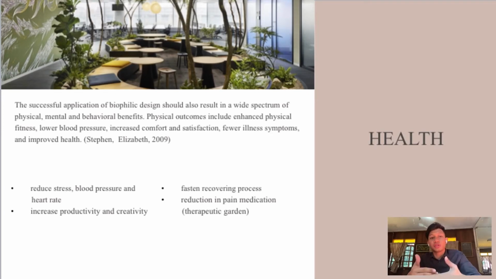The implementation of biophilic design in hospitals is used for a faster recovery process and reduction in pain medication. The study of Stephen and Elizabeth 2009 proved that biophilic design can enhance physical fitness, lower blood pressure, increase comfort and satisfaction, reduce illness symptoms, and improve health.